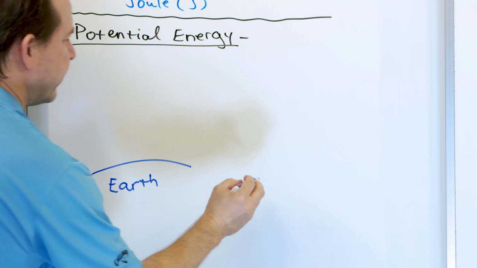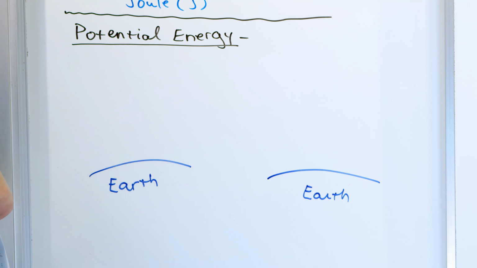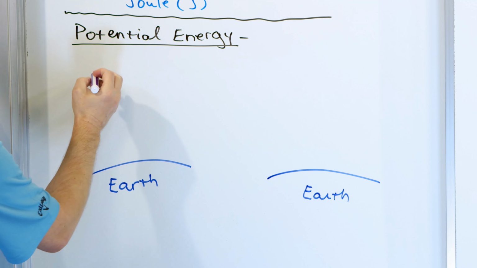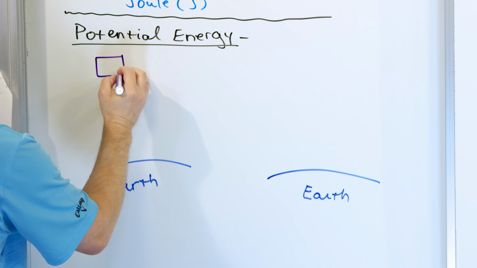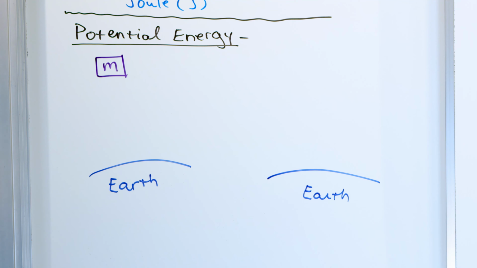And we're going to have another situation over here I'm going to draw, which is also Earth. It's basically the same situation that I verbally asked you about just a second ago. So let's talk about situation number one. Here is a box. I'm going to put it right here. This box is some mass m.